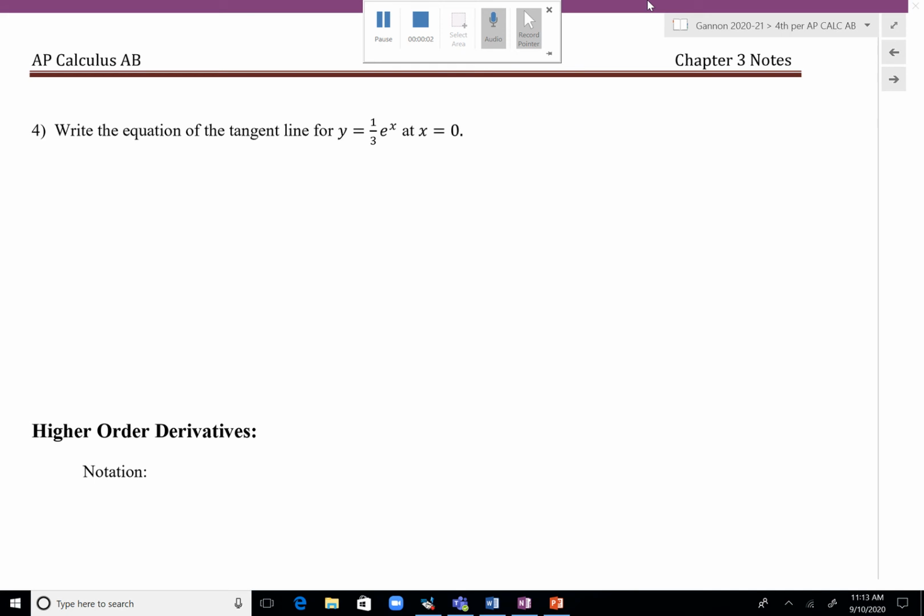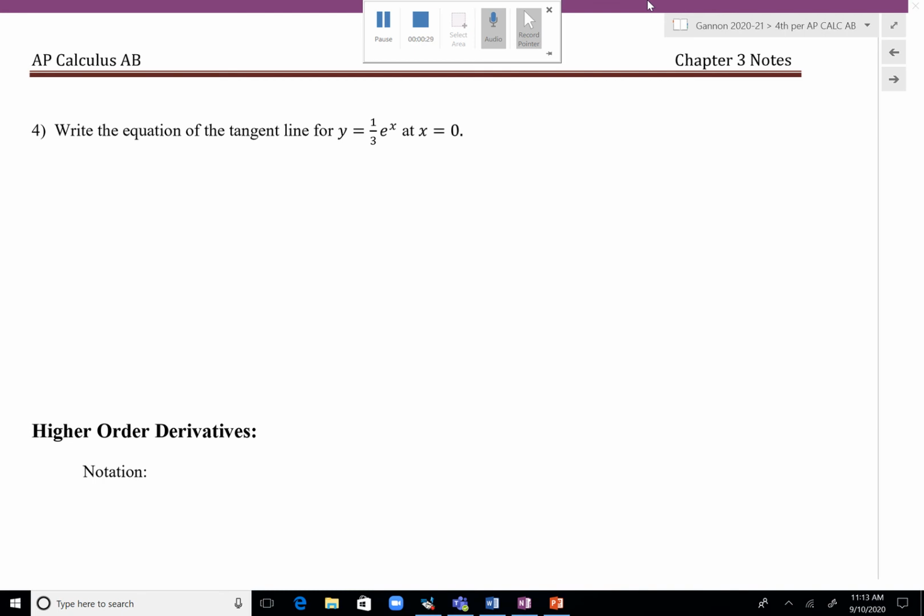All right, everybody, we are going to continue with the 3.3 videos. So the next example wants us to write the equation of a tangent line for y equals 1/3 e to the x at the point x equals 0. So what we need in order to write the equation of the tangent line is the slope of the tangent line and a point for the tangent line.